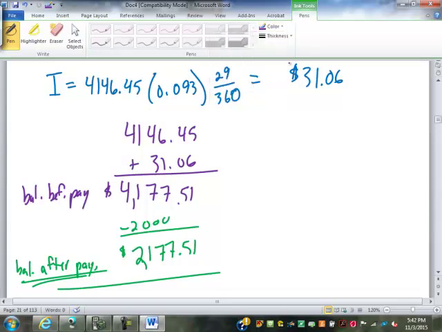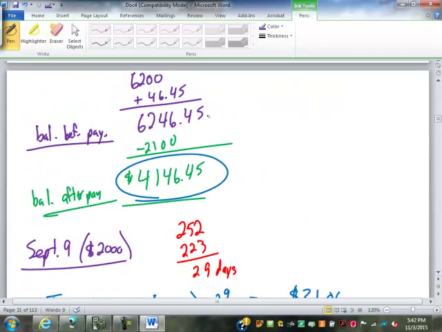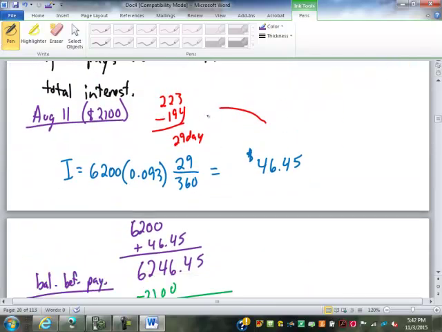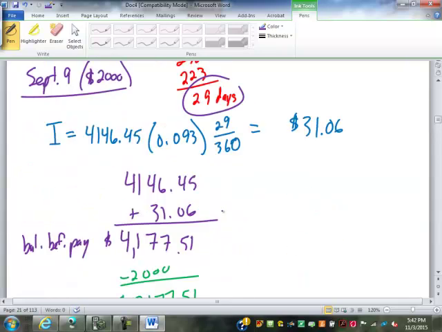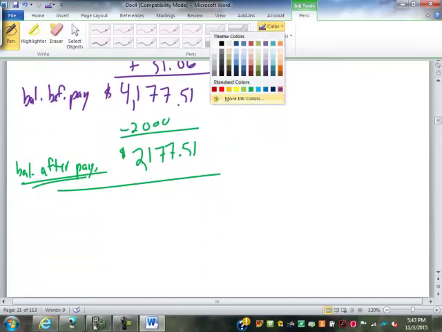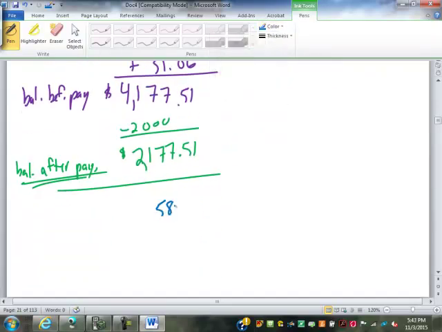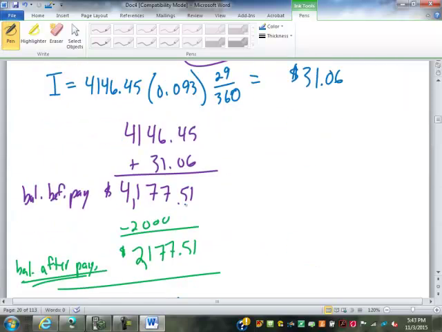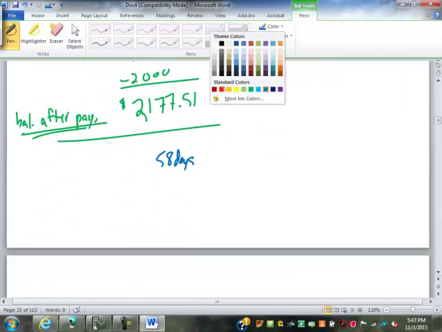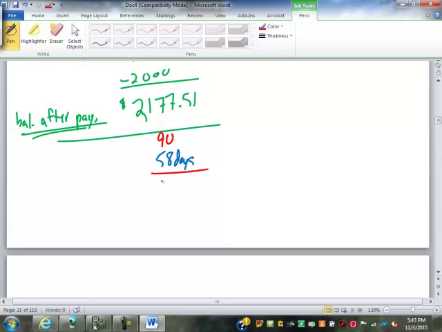Well, now then, nothing else happens until the end of the loan. So we have taken up 29 and 29 days. That is 58 days. Out of, this was a 90-day loan, wasn't it? I hope. For 90 days. So we're going to do 90 minus 58 is 32 days left. So we're going to calculate our interest for the remaining 32 days.